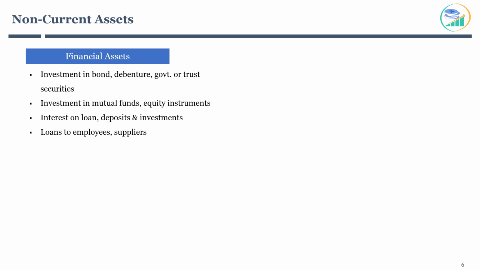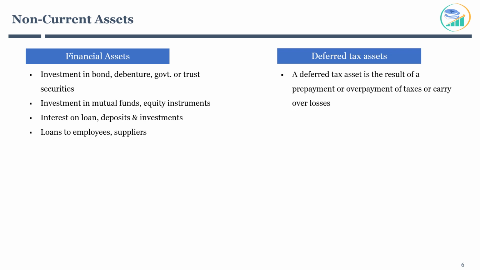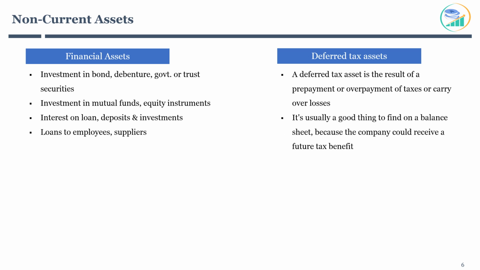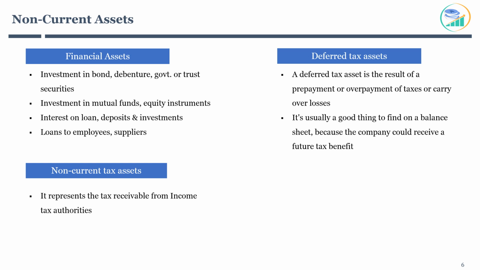Next line item is deferred tax assets. A deferred tax asset is the result of a prepayment or overpayment of taxes. Deferred tax assets can also arise due to net loss to the company that can be carried over to the next several years. It's usually a good thing to find on a balance sheet, because the company could receive a future tax benefit. Next line item is non-current tax assets. It represents the tax refund from income tax authorities.